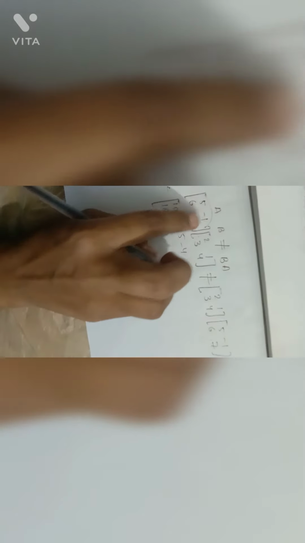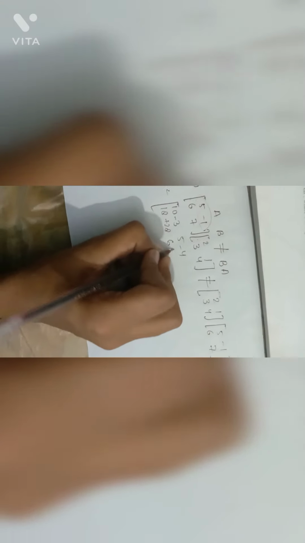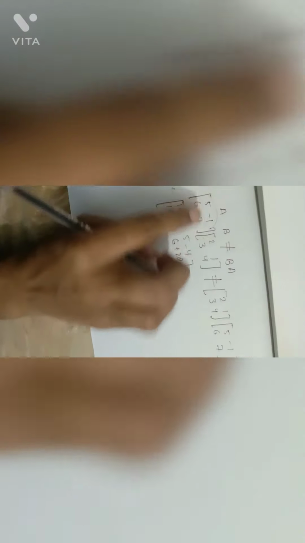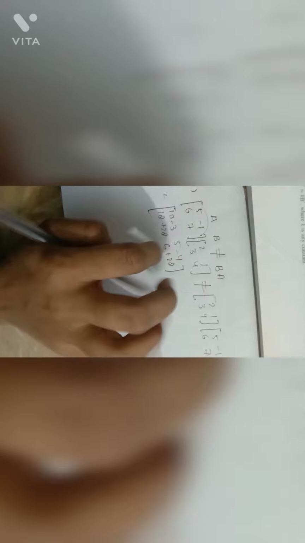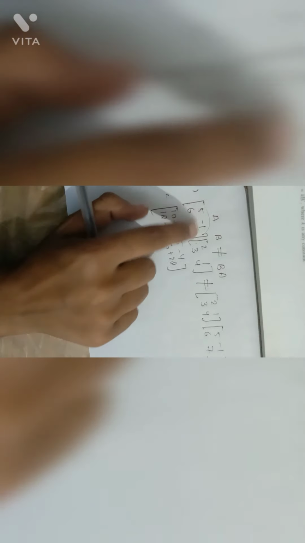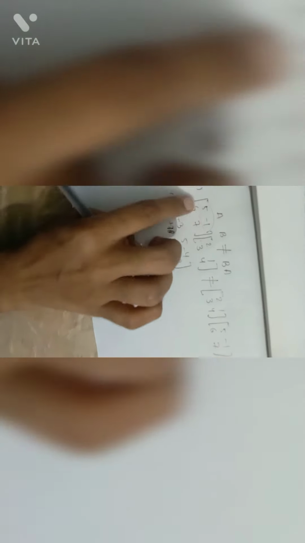It is 5 into 2, 10, minus 3, and so on. Sorry, I have made a mistake. 5 into 2 is 10, and it is minus 3, minus 4, 6 into 2, sorry, it is 12, and it is 18. Now again this we have to multiply.